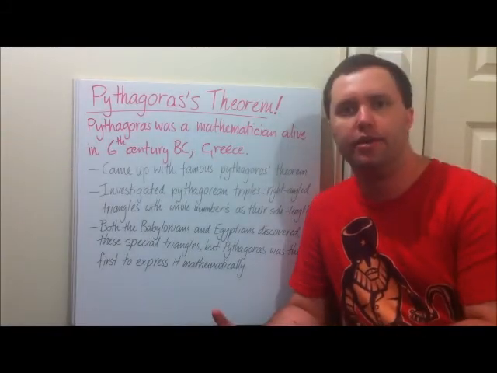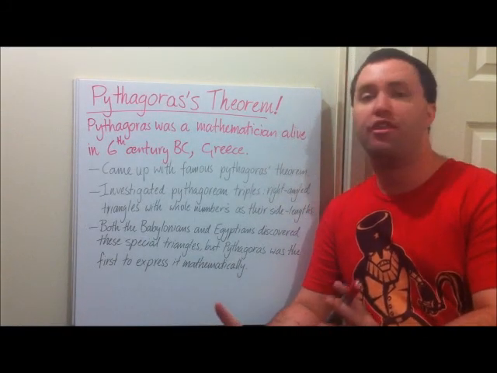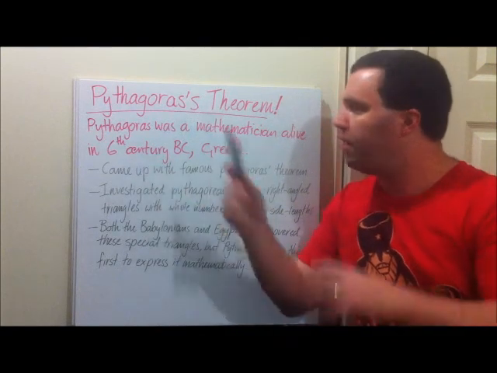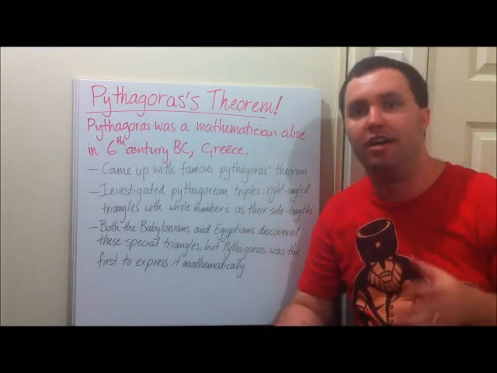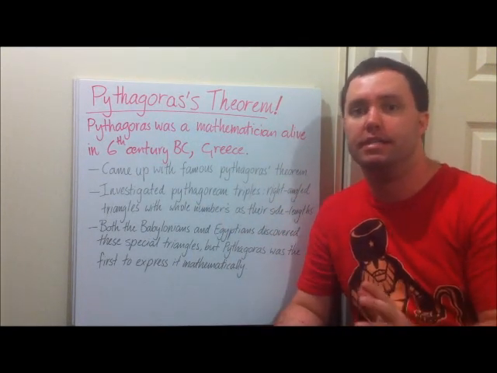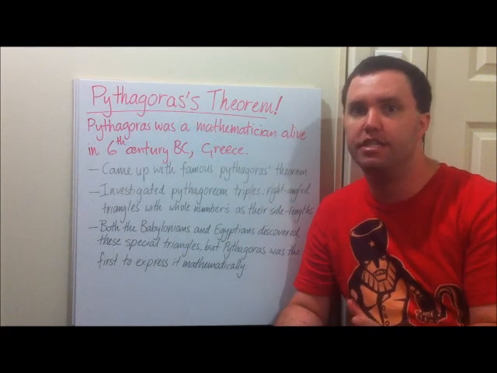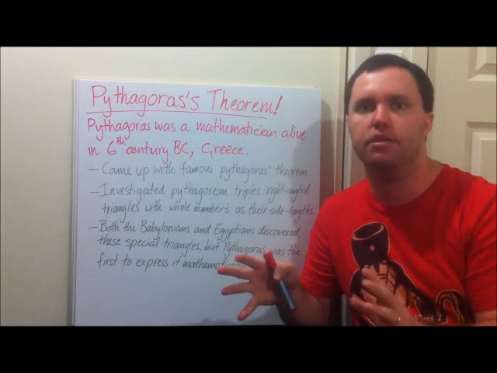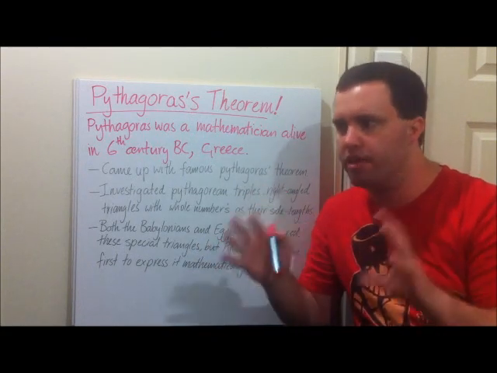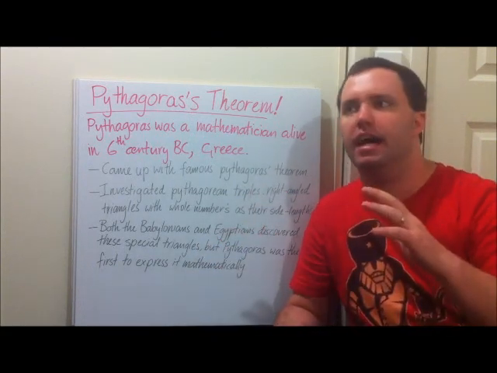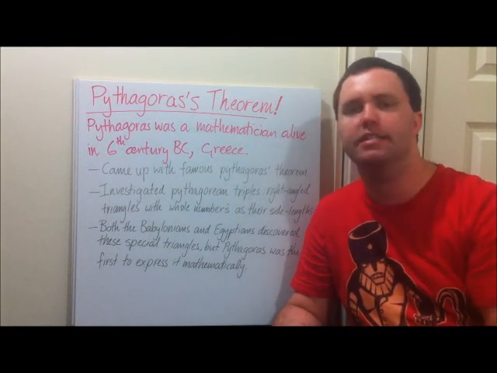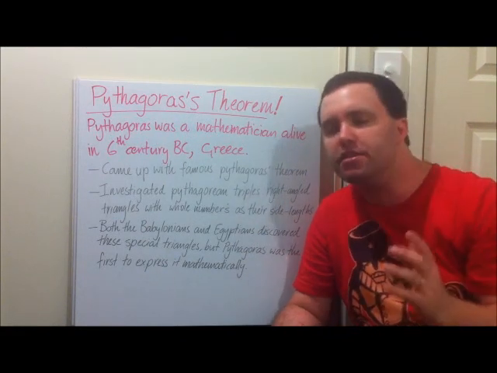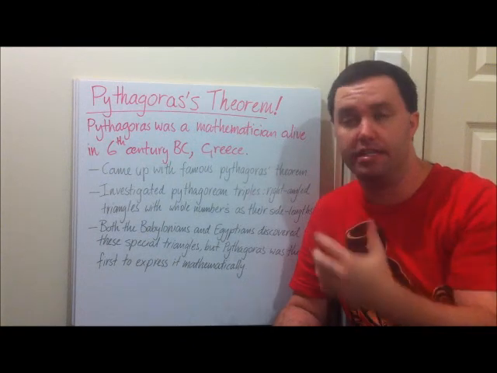Okay guys, today we're going to be looking at Pythagoras' theorem. Pythagoras was a mathematician who was alive in the 6th century BC, so well before Jesus, right in the middle of Greece's classical period where there was a lot of thinking, a lot of philosophy, a lot of science going on, right at the fundamental levels of these disciplines, okay?